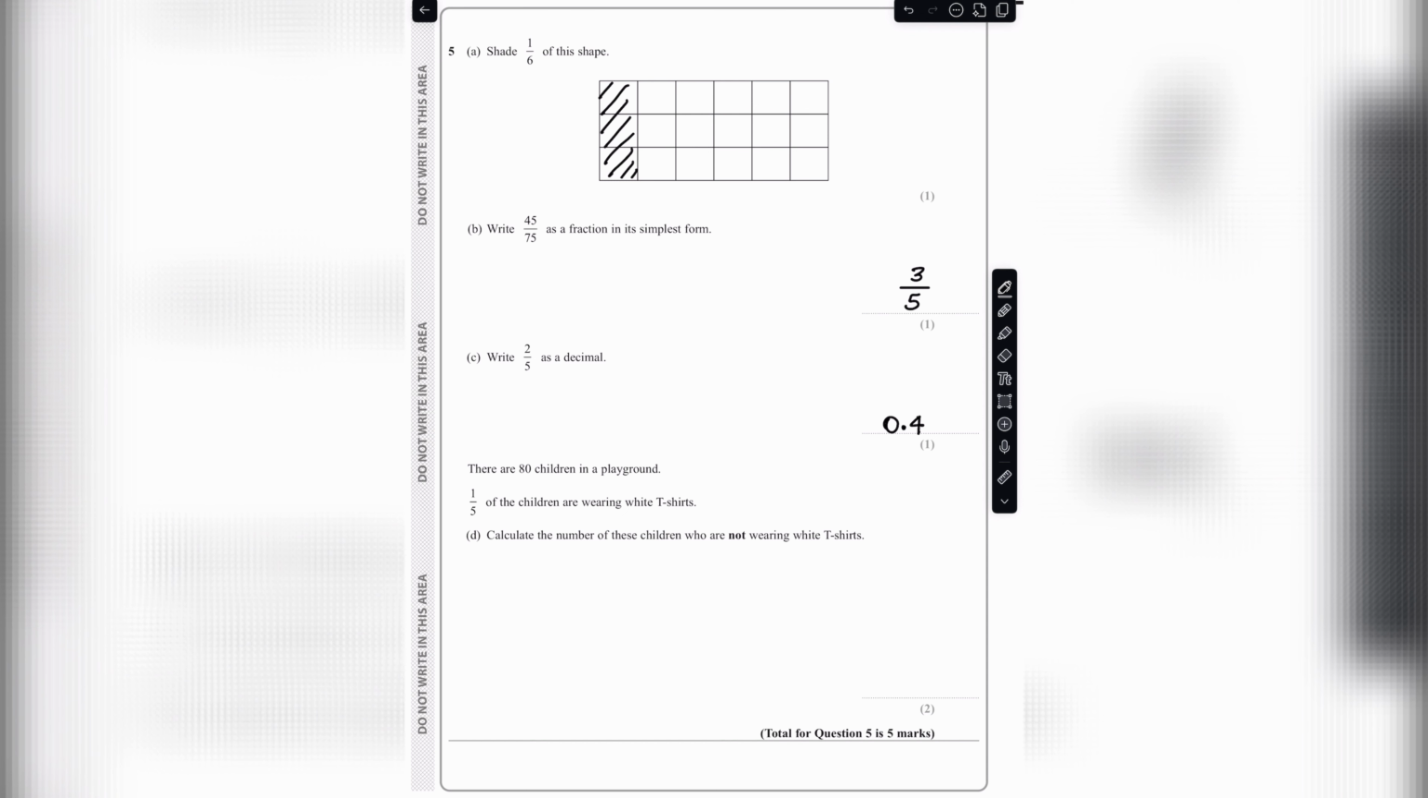In the final part of this question, we are told that there are 80 children in a playground. 1/5 of the children are wearing white t-shirts. Calculate the number of these children who are not wearing white t-shirts. So if 1/5 of the children are wearing white t-shirts, then the fraction of children not wearing white t-shirts can be obtained by subtracting 1 over 5 from 1, and that gives us a value of 4 over 5. And in order to determine the number of children not wearing white t-shirts, we simply need to multiply 4 over 5 and 80. And when you put that into your calculator, you get an answer of 64.